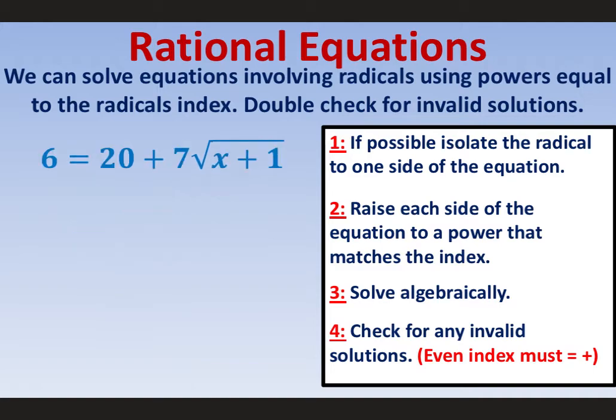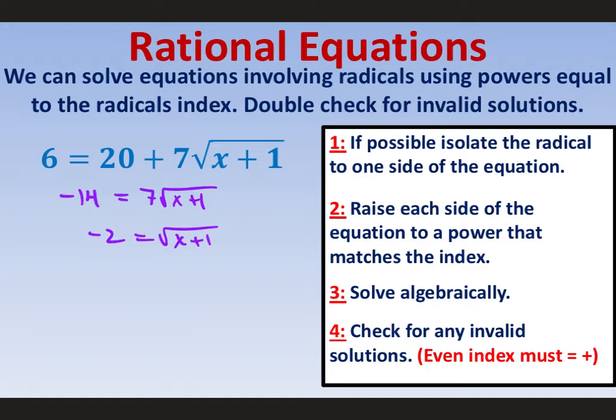Let's keep going. All right, so here's another example, a similar idea. We're going to try to get the radical alone, move everything to one side except for the radical, square both sides since it's a square root, and see what happens. So let's go ahead and start with that. I'm going to start by subtracting the 20 over. So 6 minus 20 is negative 14 equals 7 times the square root of x plus 1. I'll then divide both sides by 7, so I'll get negative 2 equals the square root of x plus 1.